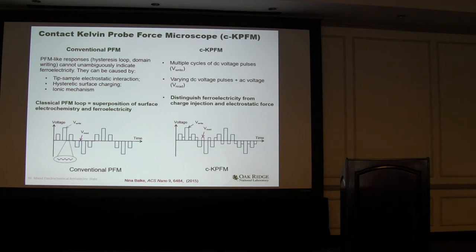However, as I mentioned, in the conventional PFM, we cannot unambiguously indicate ferroelectricity simply from the hysteresis loop or domain writing, because the tip-sample electrostatic interaction, ionic mechanism, and so on, will also create similar behavior. In other words, the classic PFM loop is actually a superposition of the surface electrochemistry and bulk ferroelectricity.